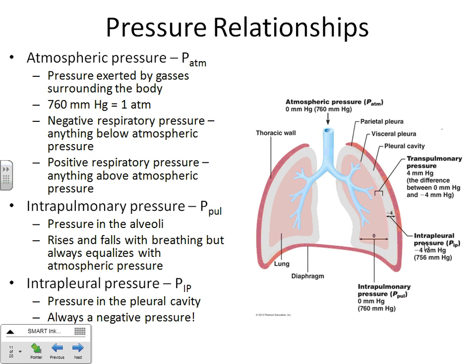Okay? So we got to learn 3 definitions: atmospheric pressure, intrapulmonary pressure, and intrapleural pressure. Okay? Atmospheric pressure, what's that? Pressure of the atmosphere, the pressure around your body. Okay? At sea level, the pressure around your body is 760 millimeters of mercury. That's just one way they measure it. The other way they measure it is in atmospheres.